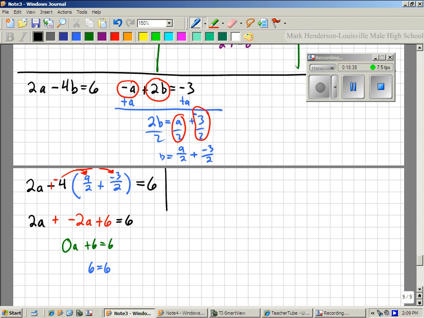Okay. So this isn't one solution. This is infinite solutions. So it is always true. The way that we say that something is always happening or always going on in math is infinitely. So this has infinite solutions.